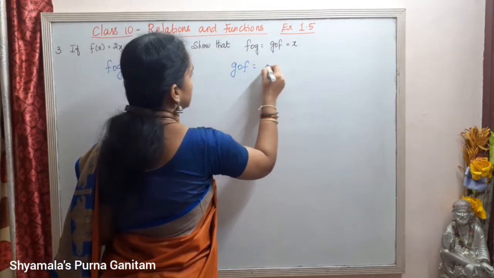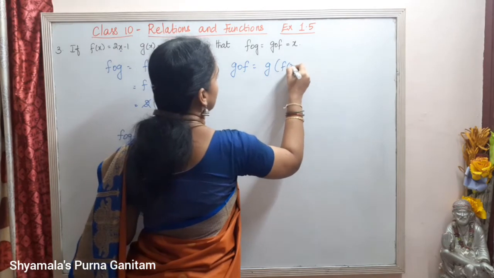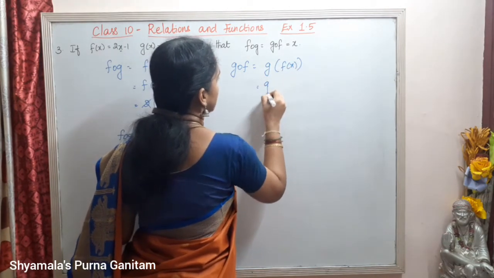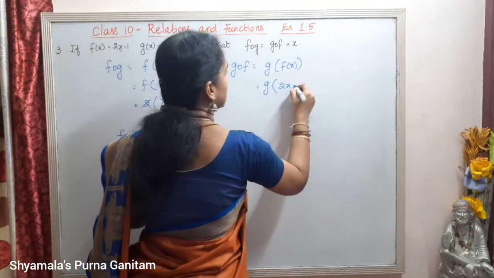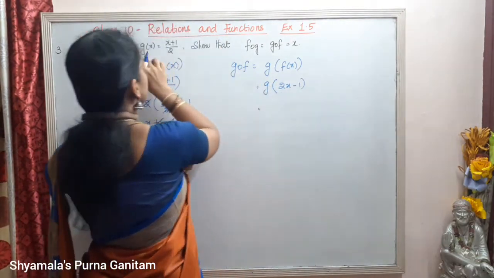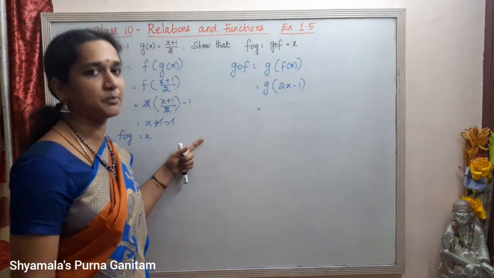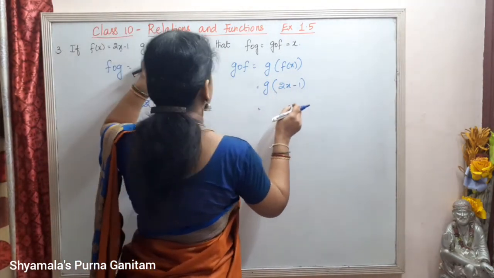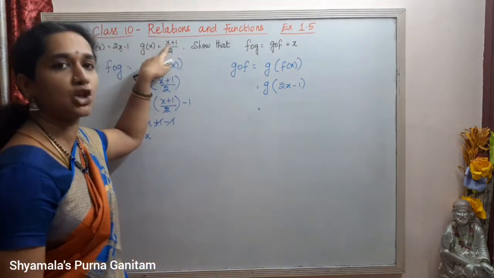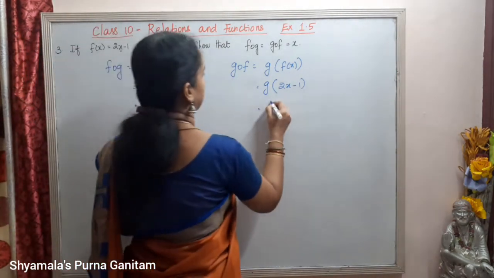So g of f is equal to g of f of x. So g of f of x is given as 2x minus 1. So if g of x is x plus 1 by 2, then here instead of this x, we will substitute 2x minus 1.